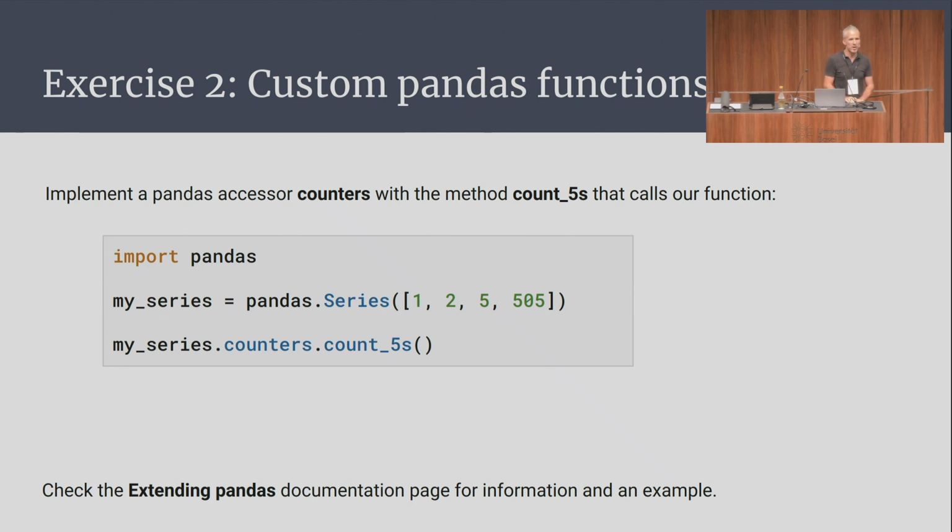This is what you need to do now. This is like the exercise. And if you register them this way, then your users would be able to use this. Counters might not be the most beautiful name for an accessor. We usually use shorter names like str or dt for dates, but there might be others. Like you can use anything.